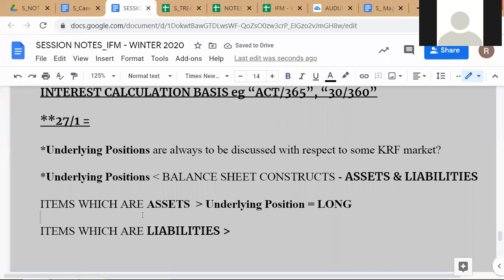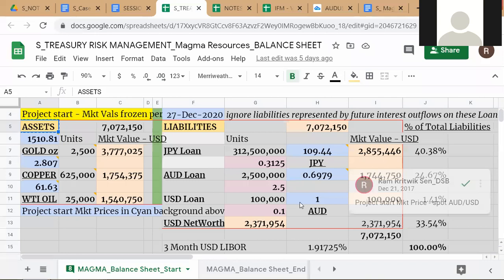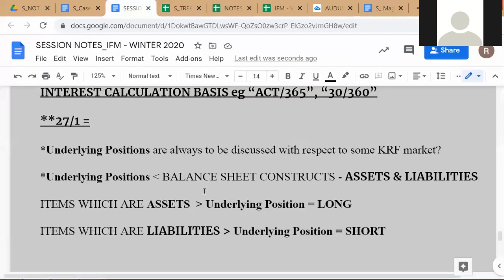And where the items are liabilities, this is very complicated and very difficult, what will be the underlying position? This should be short. So this is another way to figure it out. I want to make sure you also understand it intuitively, because the first rule we gave you can become a little mechanical. So if you have an asset, the underlying position is long. If you have liabilities, the underlying position is short.